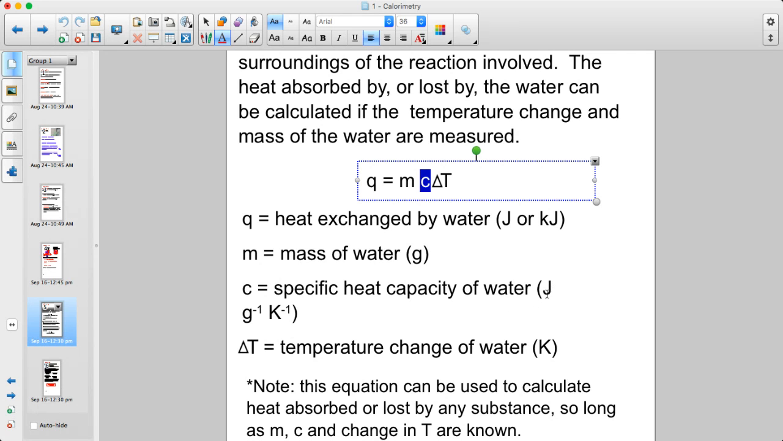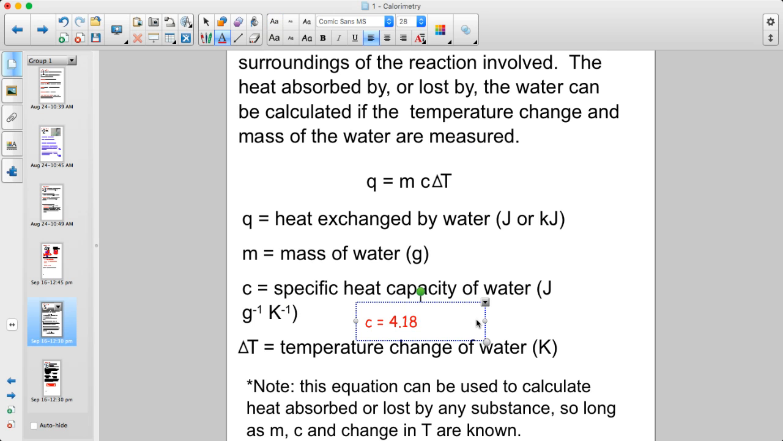It has the units of joules, which is energy, per gram per Kelvin. So it tells you how much energy does it take to heat up 1 gram of water by 1 Kelvin, or 1 degree Celsius. For water, this value is, I'm going to put it over here. So c is 4.18 joules per gram per Kelvin. So to heat up 1 gram of water by 1 Kelvin, or 1 degree Celsius, you need to give it 4.18 joules. It's the same number.